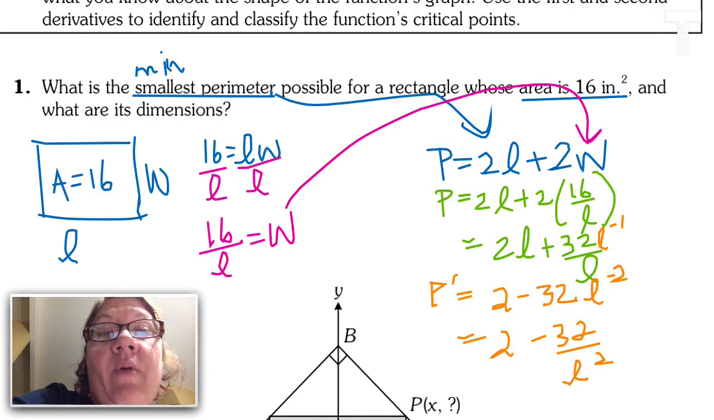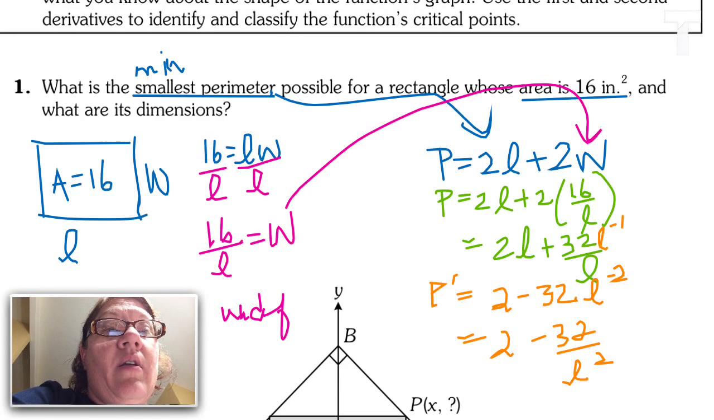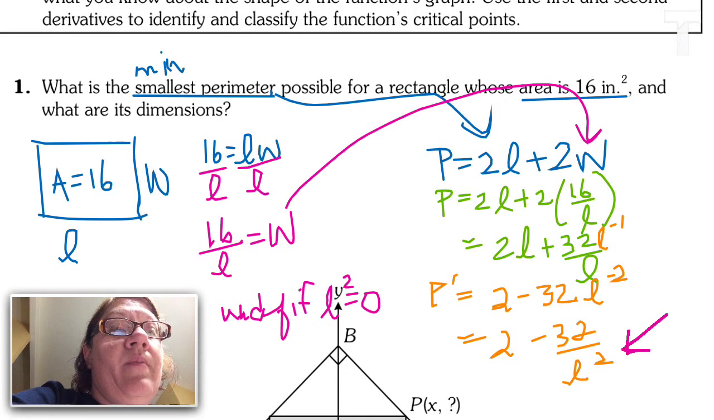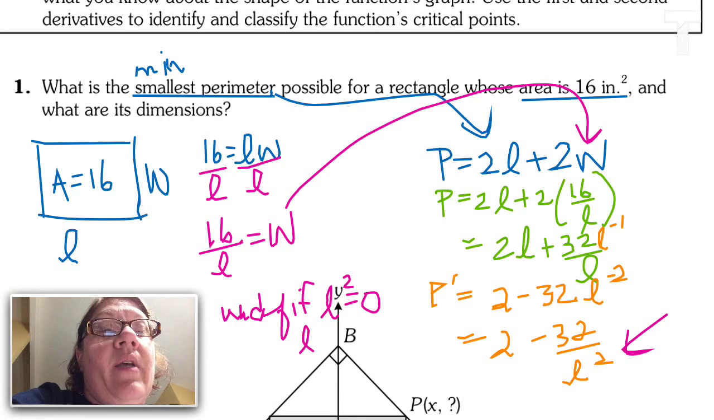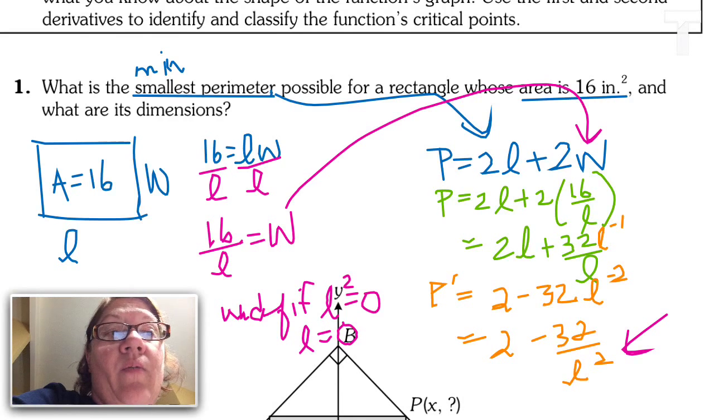And so now when I want to find maximum and minimum, I got to set it equal to 0 and set it equal to undefined. Well, here's what I know. It'll be undefined if L squared is 0, right? Because that would be the problem, which would make L 0, and then that's silly, I don't have a rectangle.